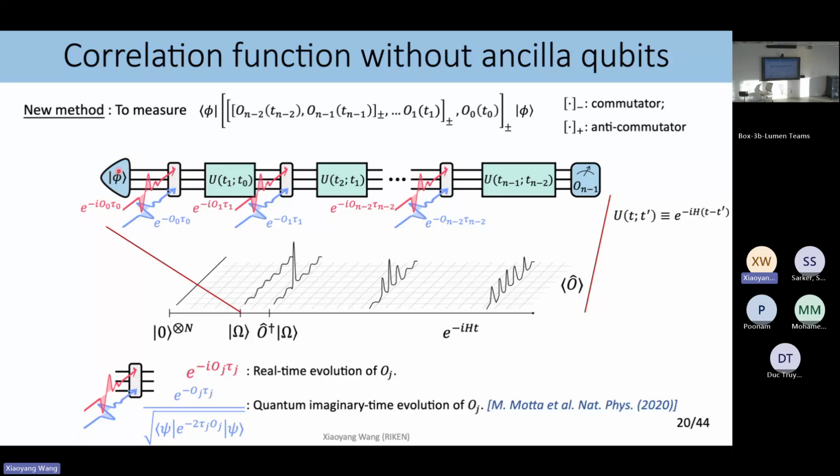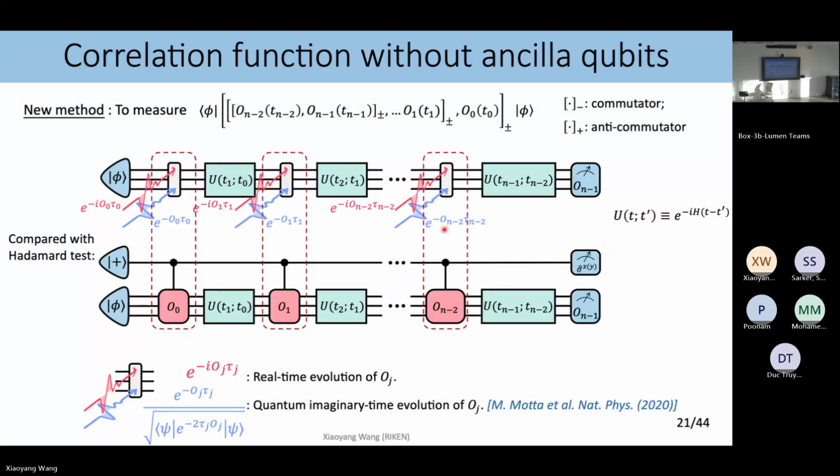We first have this initial state phi, and then we introduce the real or imaginary time evolution of the particle interpolator, e to the minus iOτ and e to the minus Oτ. And this imaginary time evolution is introduced by Motta's work in 2020. This measurement circuit is consistent with our original picture to measure the two-time correlation function, where this pulse is exactly to apply this O-dagger operator.